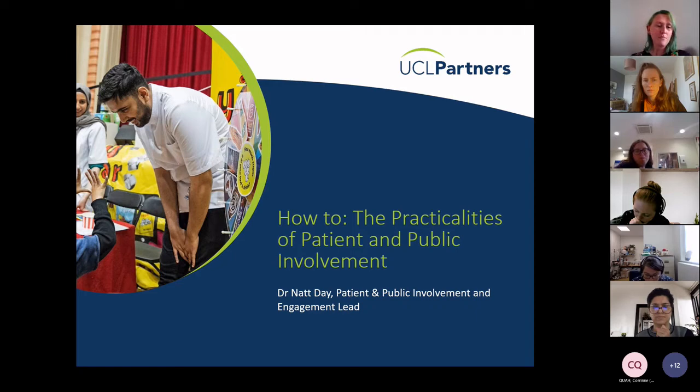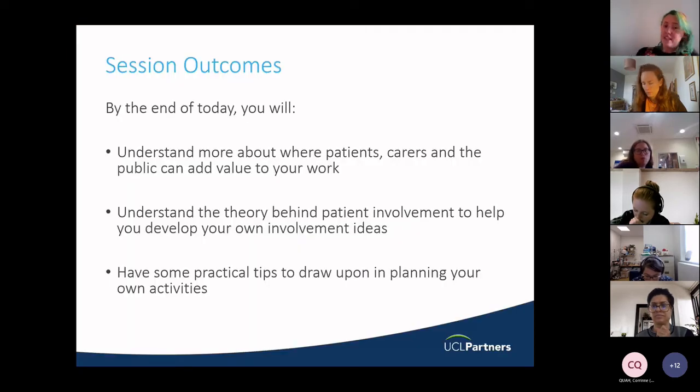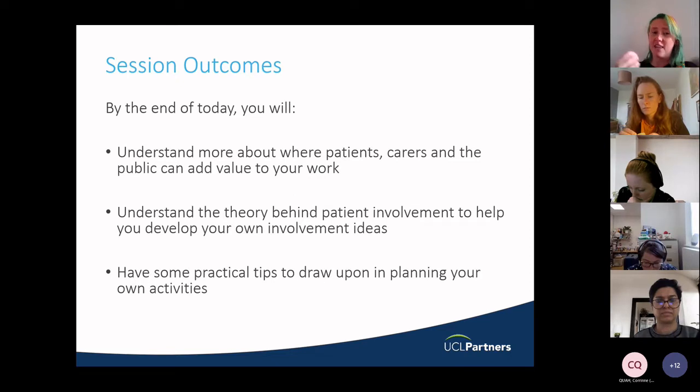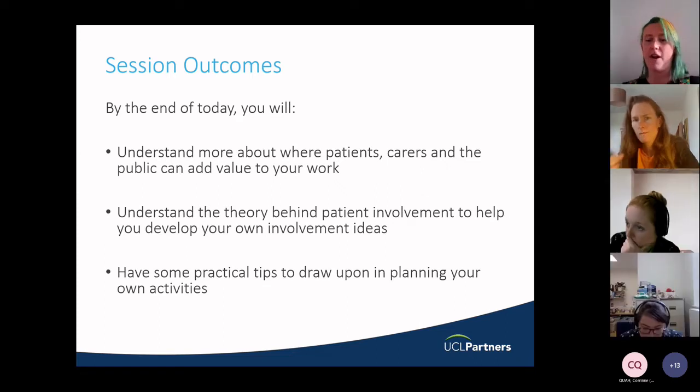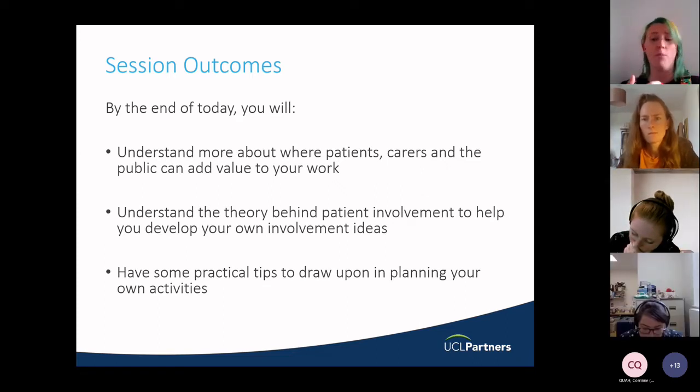in your own work and deliver it in your own contexts. So by the end of the session today, I'm hoping that you will understand a little bit more about where patients, carers and the public can add value to your work, if you weren't already convinced by everything else you've seen so far. I'm then going to take you through the theory behind patient and public involvement, which will help you learn how to develop your own involvement ideas, and then also give you some practical hints and tips that will equip you when you go into planning, delivering and designing your own activities, so that you won't fall into some of the common pitfalls that do trip people up.